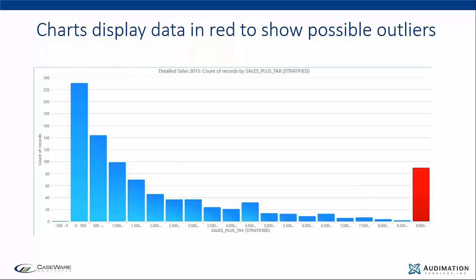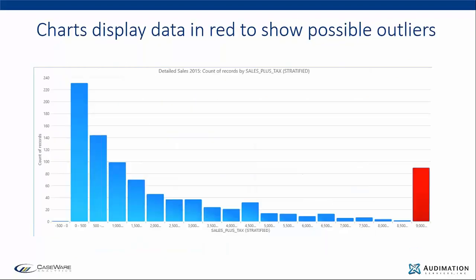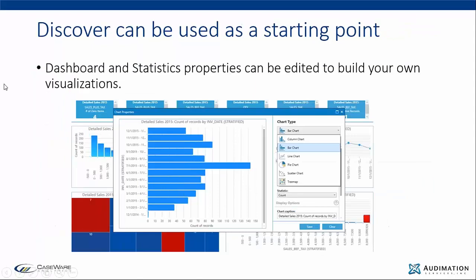So similar to Visualize, Discover allows you to drill down to the underlying records in a data set that make up each bar. And then you can do the same thing. You can extract that information and you can follow it up and do some further substantive testing on it. So once you run Discover, each one of these boxes can be customized.